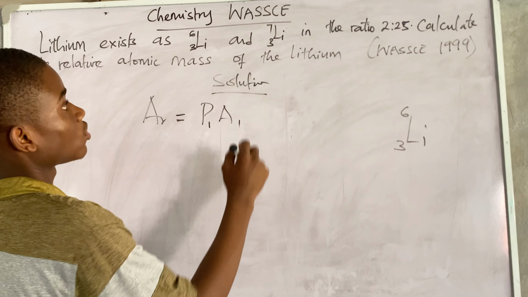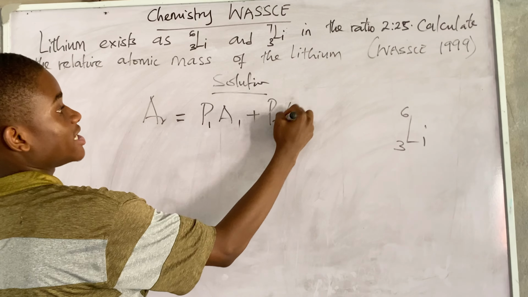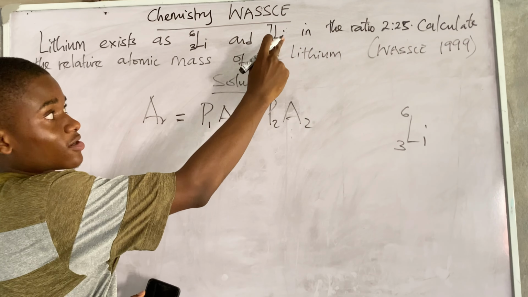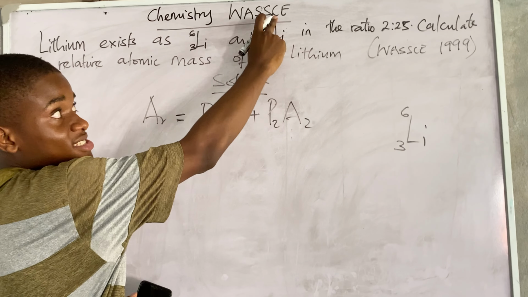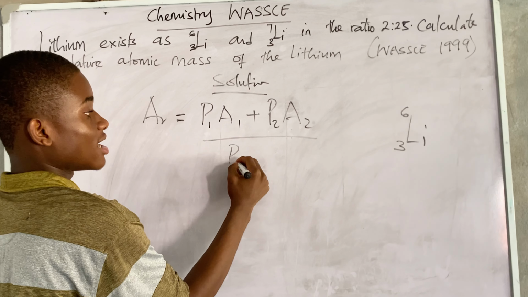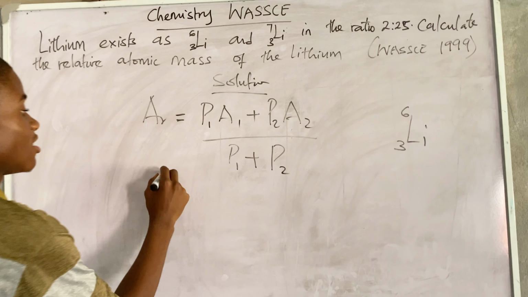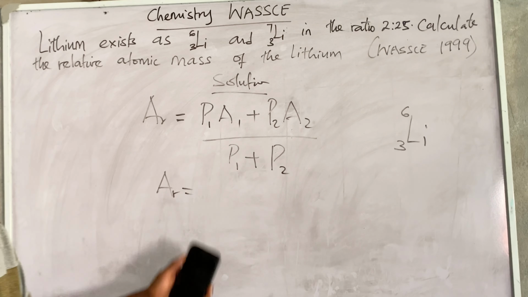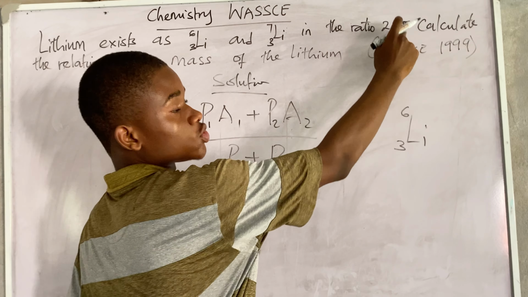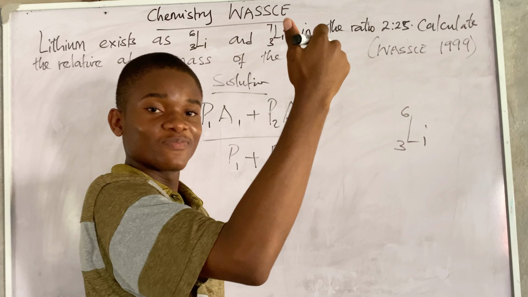Alright? So we have the second one, P2A2. Percentage abundance of the second lithium and the atomic mass of the second one, which is 7, all over P1 plus P2. So this is the formula we are going to use. Now AR is equal to, what is P1? Look at the ratio, 2:25.